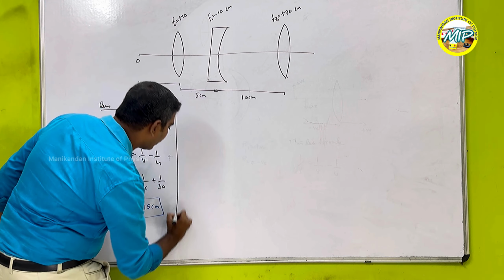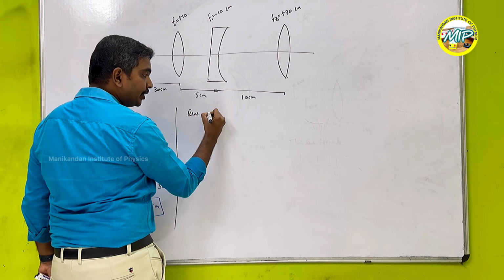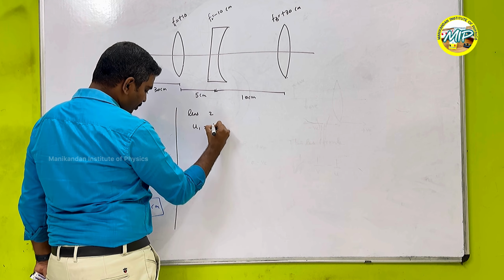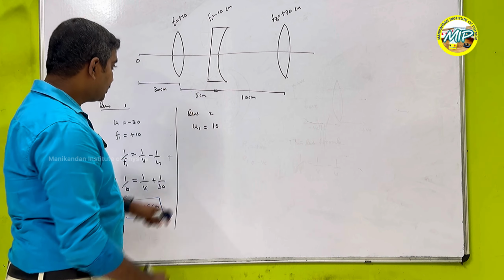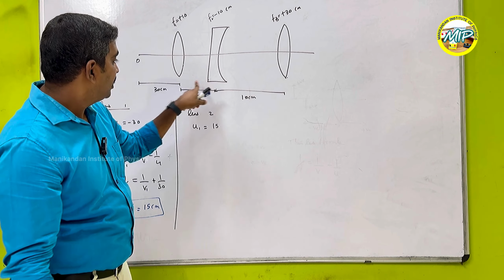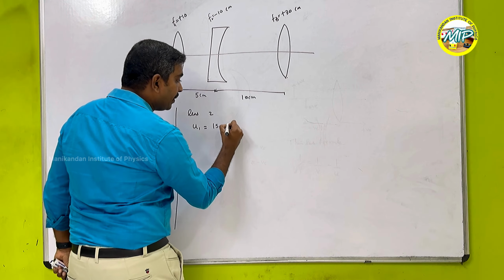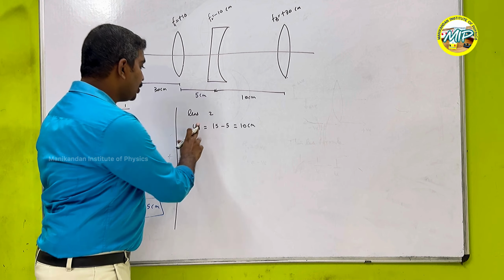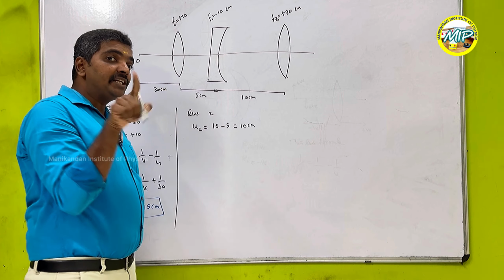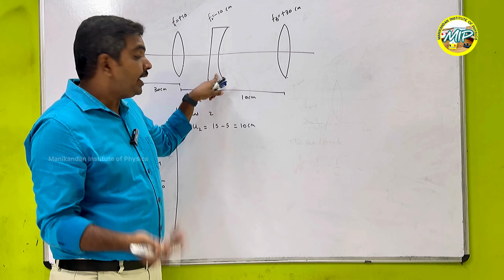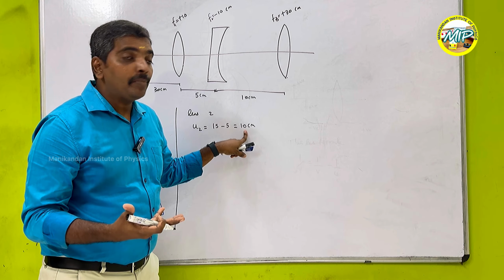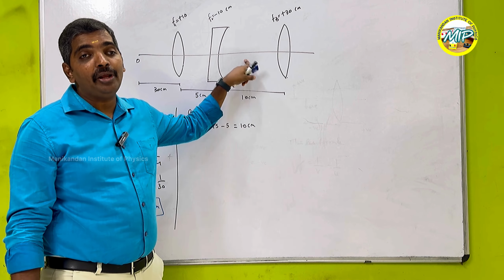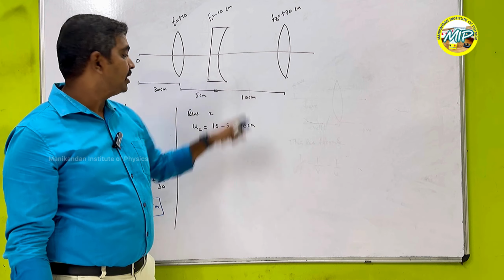So I am going to solve for lens 2. My object distance u1 equals 15, but listen carefully, it is 5 centimeters away, so u2 equals plus 10 centimeter. Why is the object distance of lens 2 plus 10? Because with respect to this lens, the image is on the right hand side. This is very, very important.